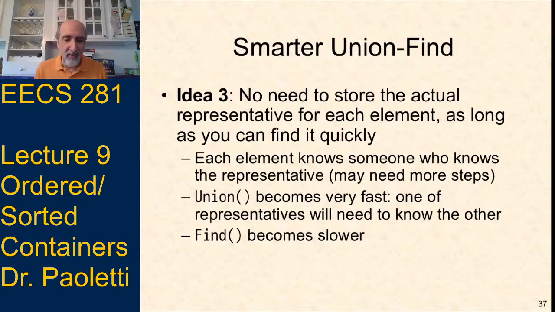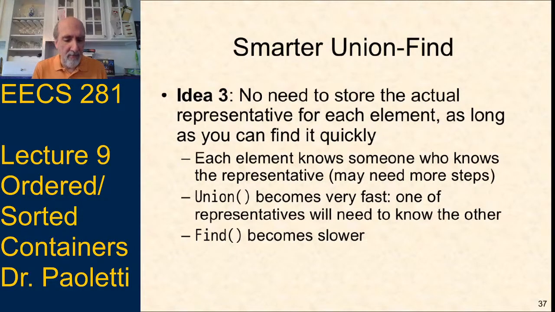Smarter union find. Here's the trick. The trick is that you don't have to know your representative. As long as you know someone who knows someone who knows someone who knows the representative, find becomes a little bit slower, union becomes faster. So find becomes slower, which seems bad, but union becomes faster. But find was the one that was O of 1. So find becomes a little bit slower, union becomes faster.